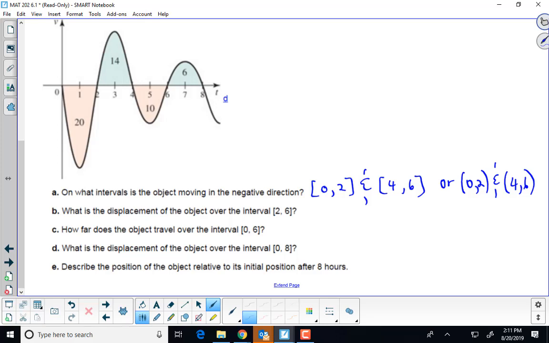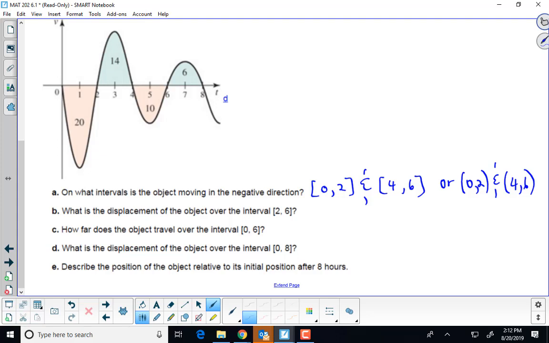On the test, I would probably say, on what open intervals, or on what closed intervals. It doesn't really matter which, and I'll accept either if I didn't ask precisely, but if I wanted one versus the other, I would say open intervals or closed intervals. Everybody understand the difference? So open intervals have parentheses, closed intervals have the brackets.